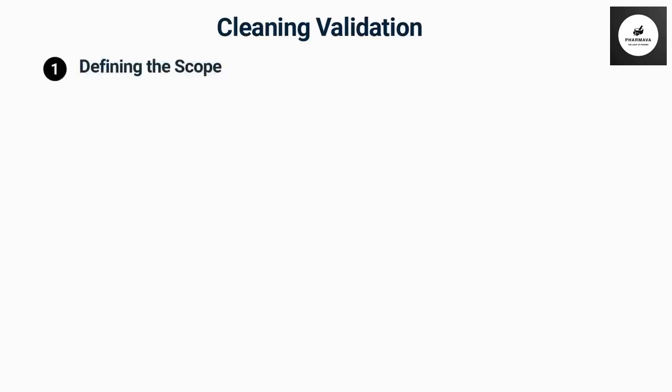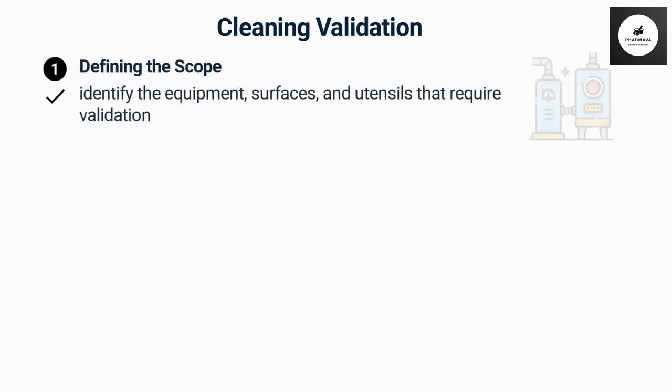Step 1. Defining the scope. The first step is to identify the equipment, surfaces, and utensils that require validation. This helps us focus our efforts and resources effectively.